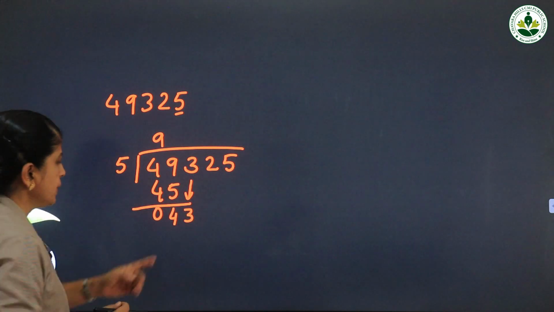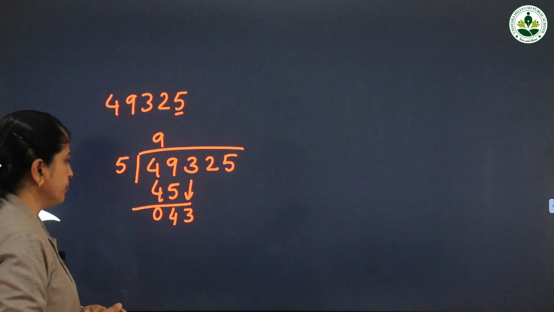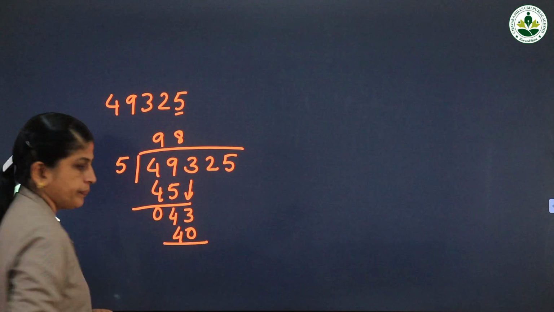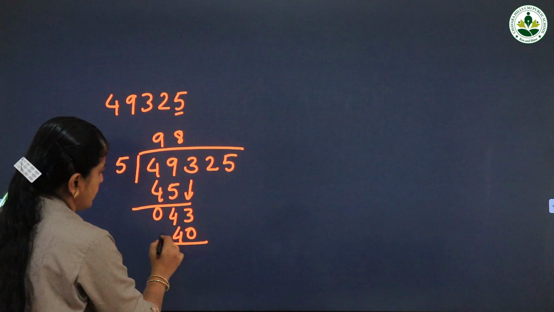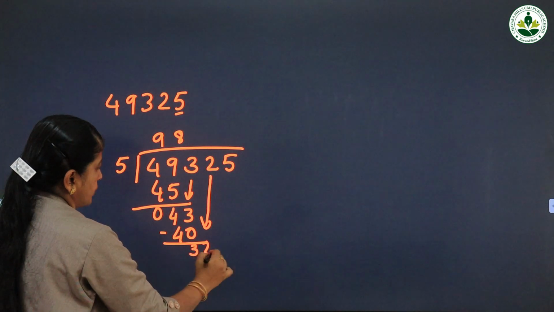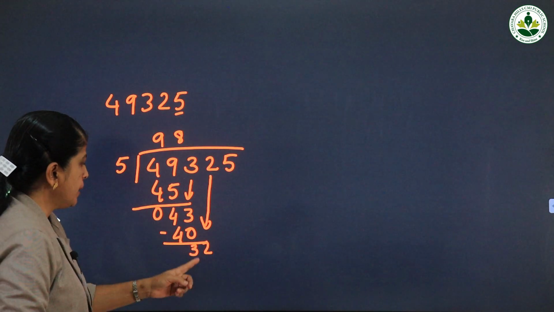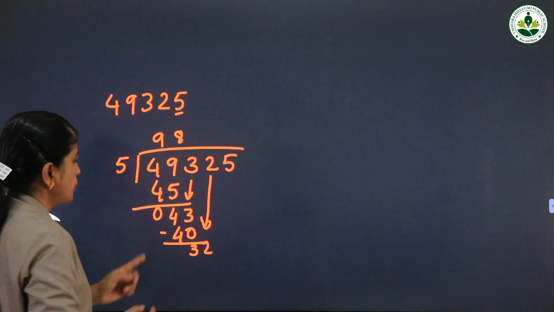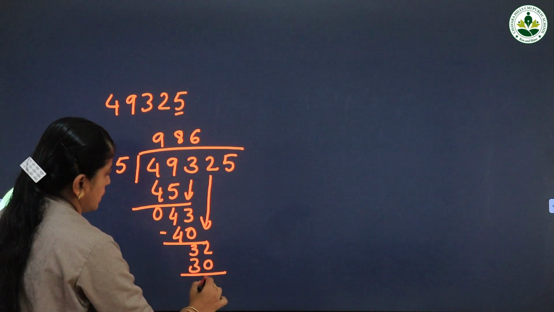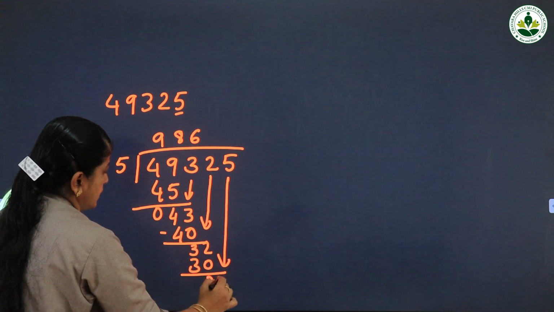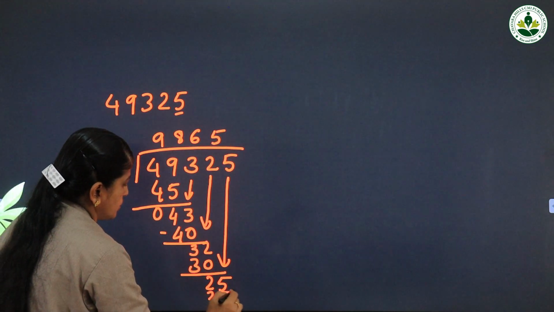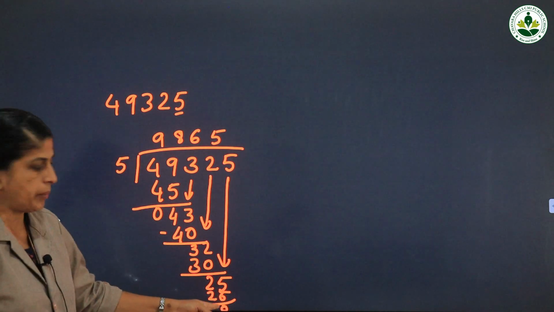Then bring down 3. In 43, how many 5's are there? In 43, 8 5's are 40. Then subtract. When we subtract, we will get 3. Again bring down the next digit 2 and the number became 32. In 32, how many 5's are there? 5 6's are 30. Then subtract, 2 will be coming and bring down the digit 5. In 25, 5 5's are 25. Therefore, here the remainder is 0.